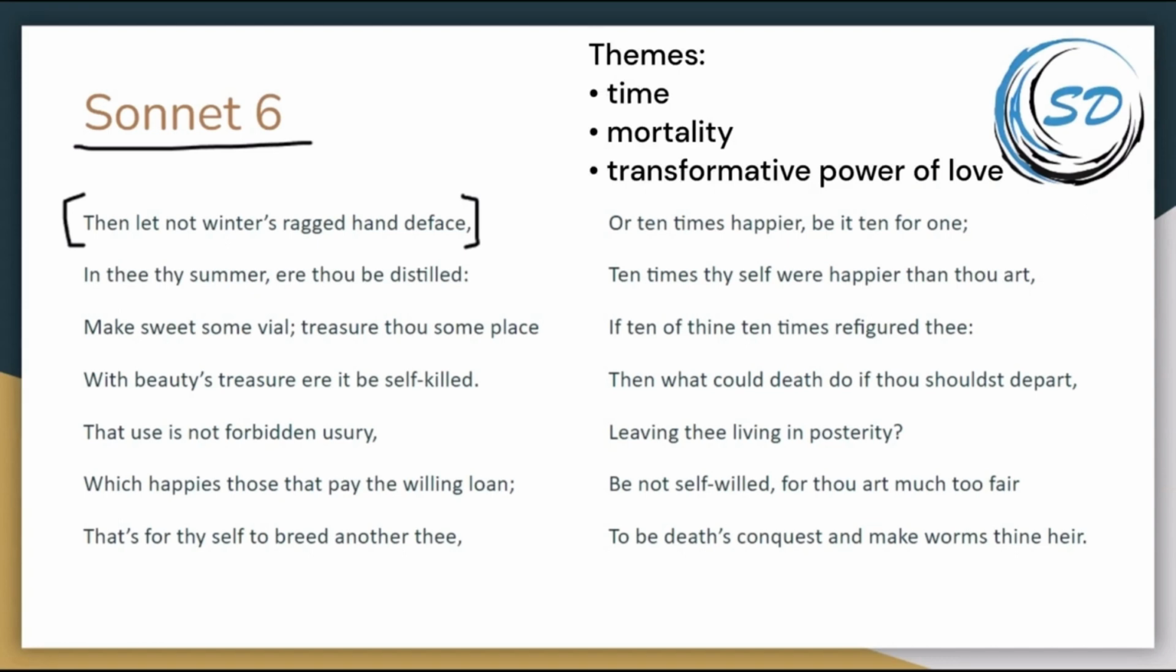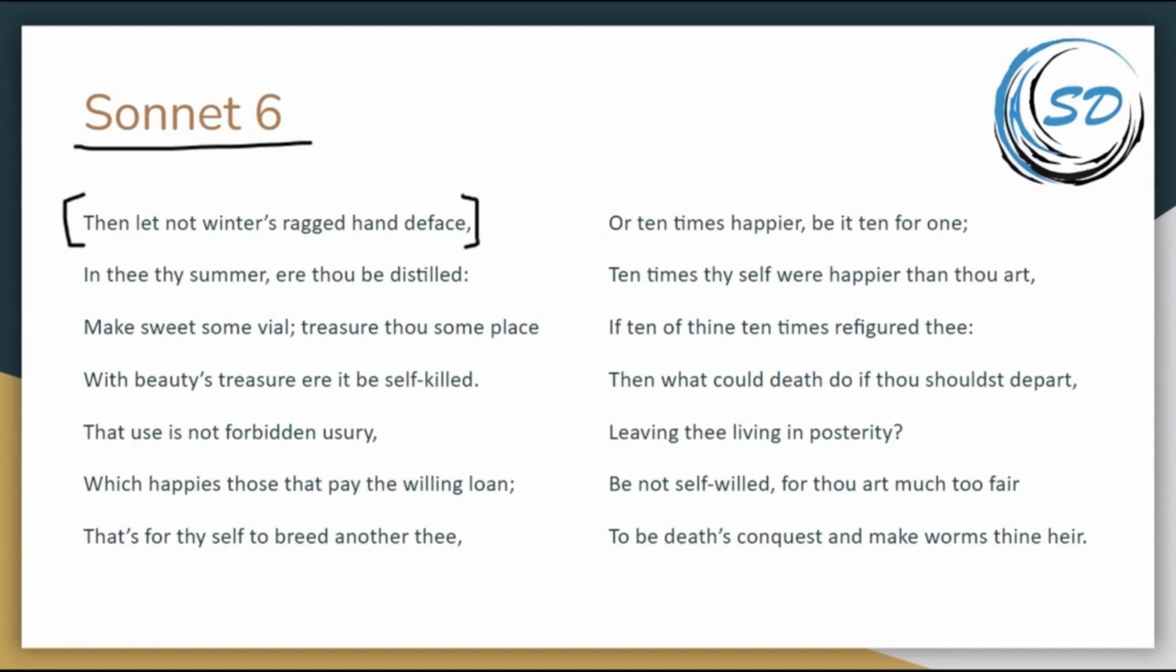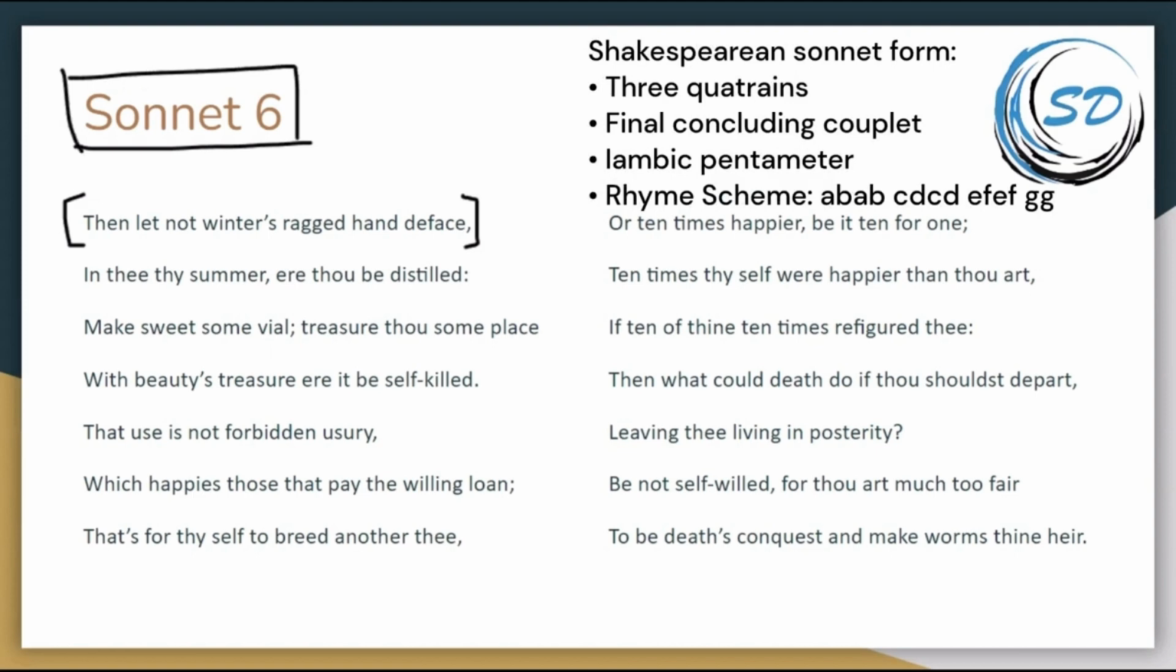In this sonnet, Shakespeare urges the subject to embrace love and procreation as a means to defy the harsh ravages of time. Before we embark on our journey through the layers of Sonnet 6, let us take a moment to appreciate its structure. This sonnet, like many others in Shakespeare's collection, consists of 14 lines in iambic pentameter, following the ABAB, CDCD, EFEF, GG rhyme scheme.